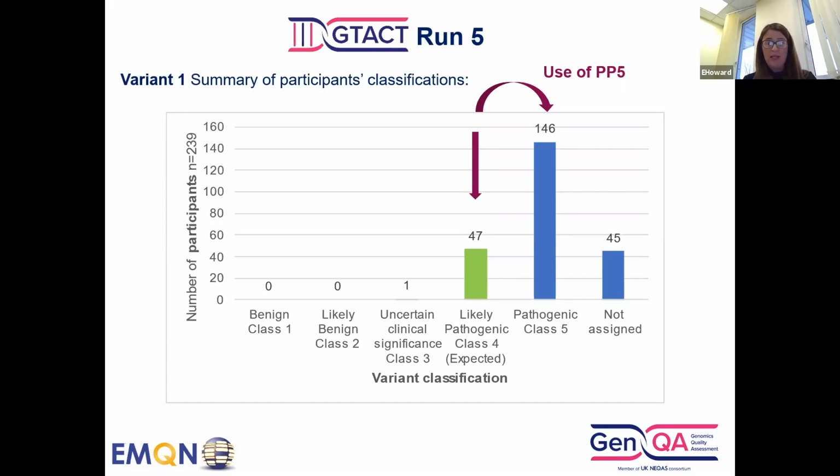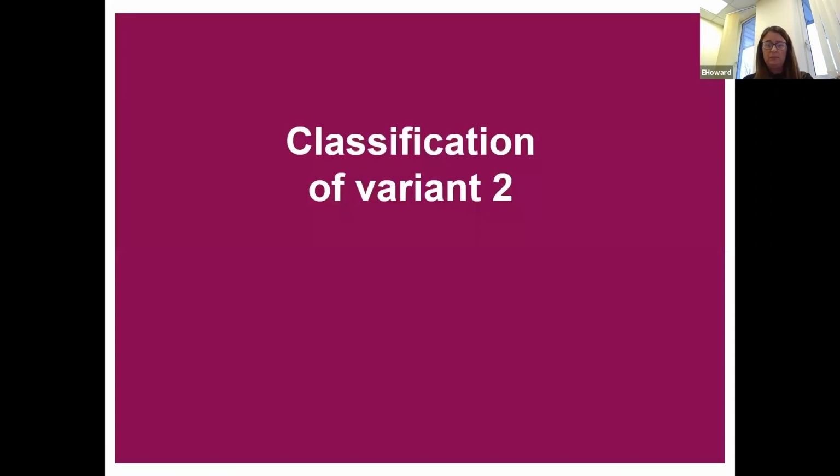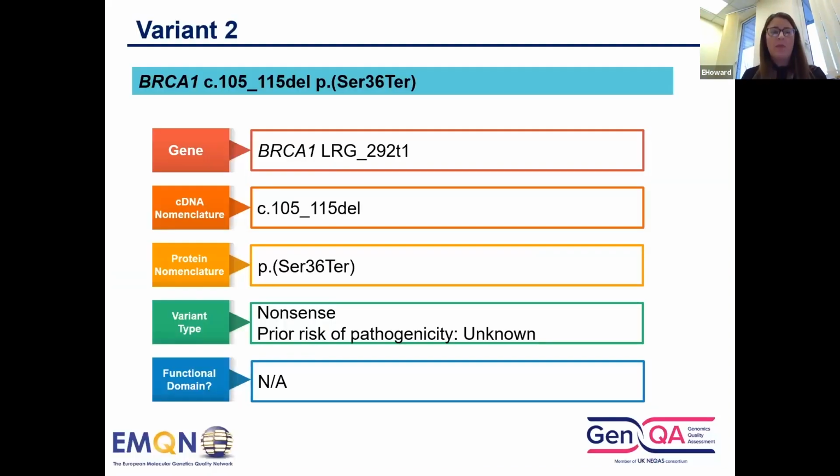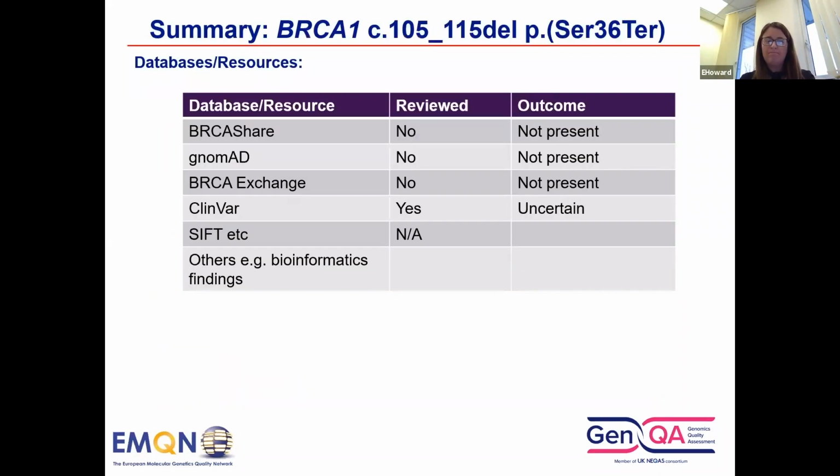So if we can go to the next slide, please. Classification of variant 2. Next slide. So this was a BRCA1 c.105_115del, which introduces a stop at codon 36, and there was no known prior risk of pathogenicity. Okay, the next slide, please.